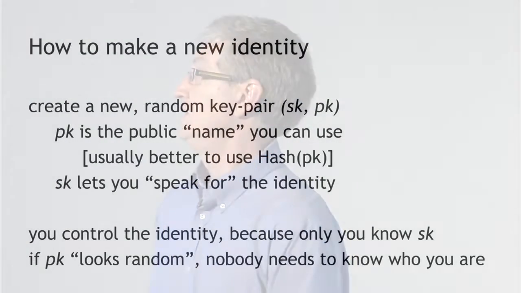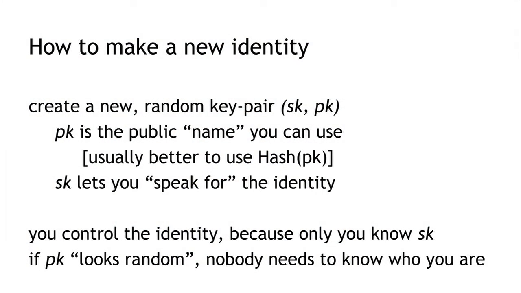All right, if we're going to treat public keys as identities, one of the consequences is that you can make a new identity whenever you want. If you want to make a new identity, you just create a new random key pair, SK and PK, by doing the generate keys operation in our digital signature scheme. We get out SK and PK. PK is then the public name that you can use. That's the name of that identity, what it's called. Although in practice, you'd probably use the hash of PK because public keys are big. But again, we'll leave that aside as a detail.